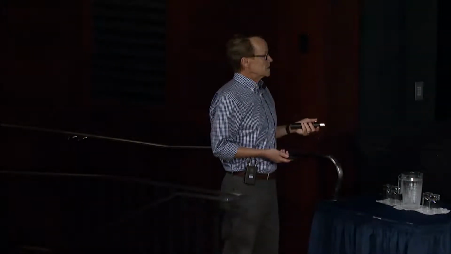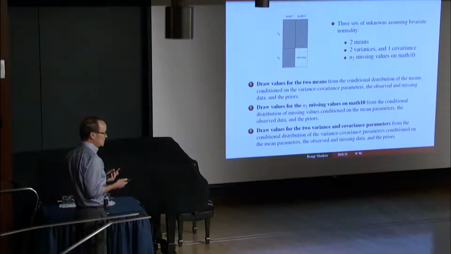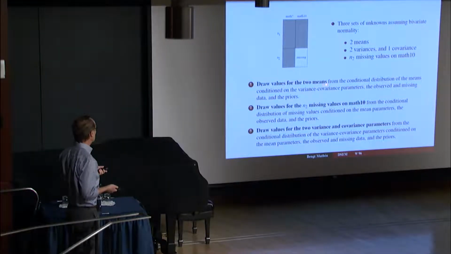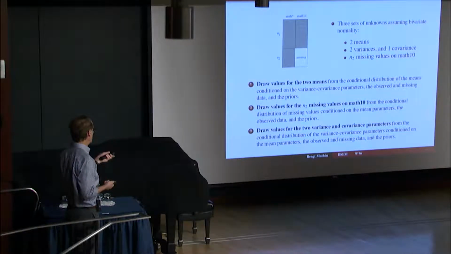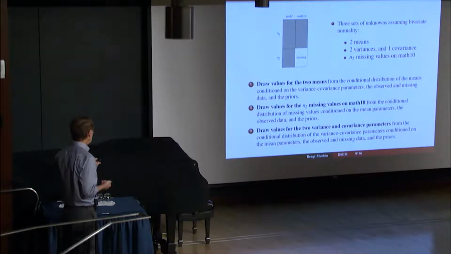So the way this estimation goes is to use so-called Markov chain Monte Carlo techniques, of which there are many different variations. Gibbs sampling, Metropolis Hastings, and many others are examples. Here's how it's done in Mplus. You start with drawing values for the two means. So first you try to figure out what the two means should be. Then, given the two means, you draw values for the N2 missing values on Math 10. And then given the means and the missing values, you draw values for the two variance covariance parameters. So 3 steps that you keep iterating.